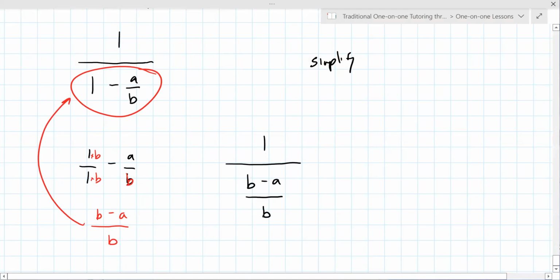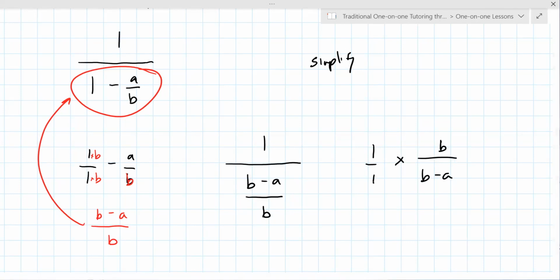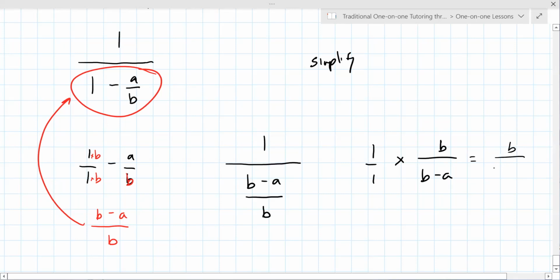Now, do you remember how to deal with a fraction within a fraction? You take 1 and multiply by the reciprocal of this, or the flip. So it's B over B minus A, like this. Okay. I feel like you haven't seen that before. Maybe just because it's all letters, you didn't like that. Okay, so the ones don't do anything, so you end up just getting B over B minus A.